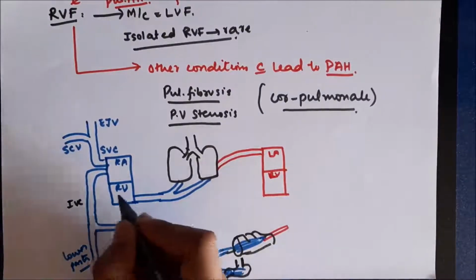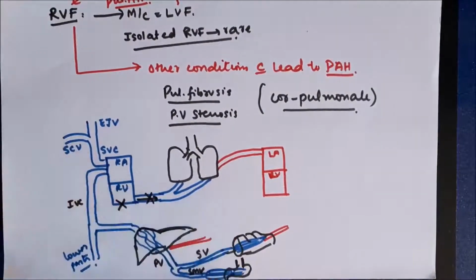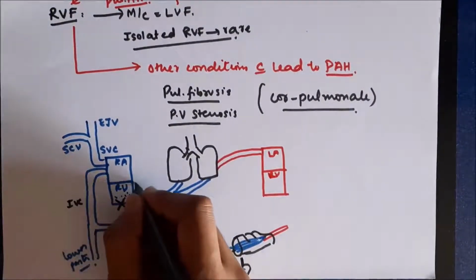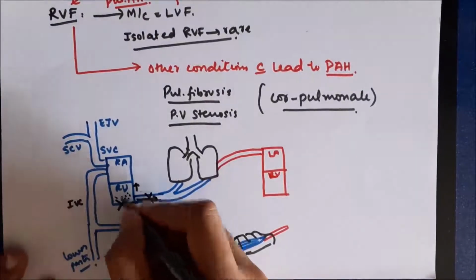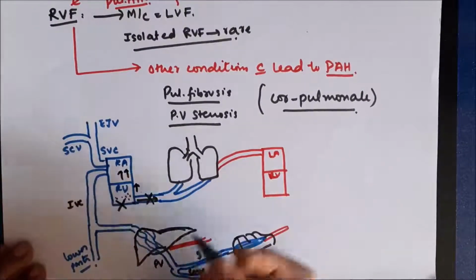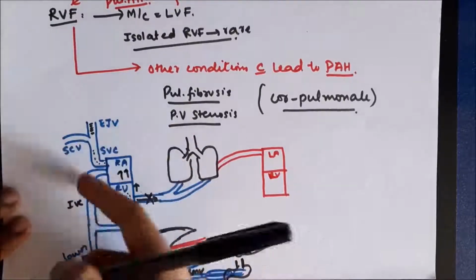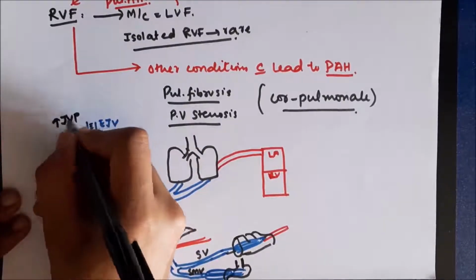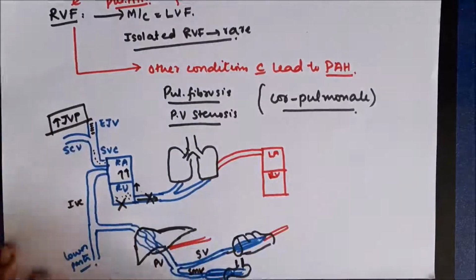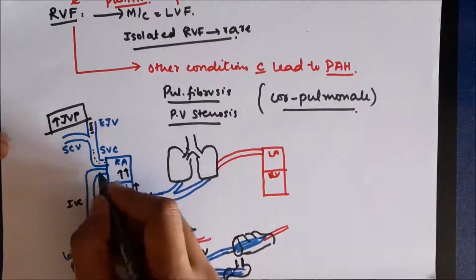Now, if there is failure of the right ventricle, that means the right ventricle will not be able to pump blood into the pulmonary circulation. So this will result in accumulation of fluid in the right ventricle, and there will be accumulation of fluid and increase in pressure in the right atrium, and back pressure will go on increasing. So there will be more amount of fluid present in the external jugular vein, which will result in increased JVP.